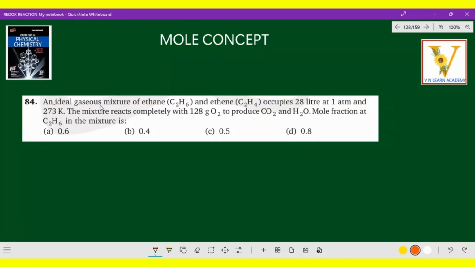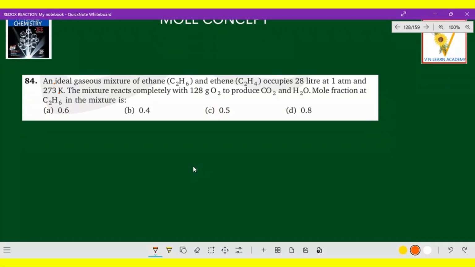An ideal gaseous mixture of ethane, that is C2H6, and ethene, C2H4, occupies 28 liter at 1 atmospheric pressure and 273 Kelvin. The mixture reacts completely with 128 gram of oxygen to produce carbon dioxide and water. Mole fraction of C2H6 in the mixture is. Come on, let us identify the answer, how to deal with this question.